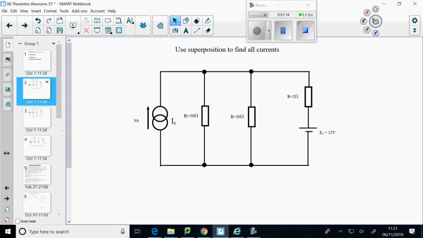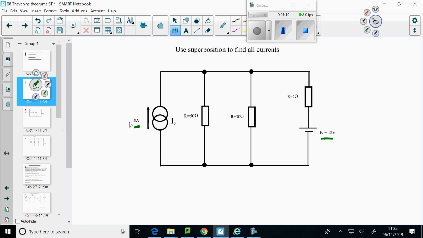Okay, so that's the complete circuit. We've got a current source of 8 amps on the left hand side. We've got a voltage source of 12 volts on the right hand side, and the question says use superposition to find all the currents. Same as the process we did last week, we're going to develop 2 circuits, find separate currents, and then add them together at the end.